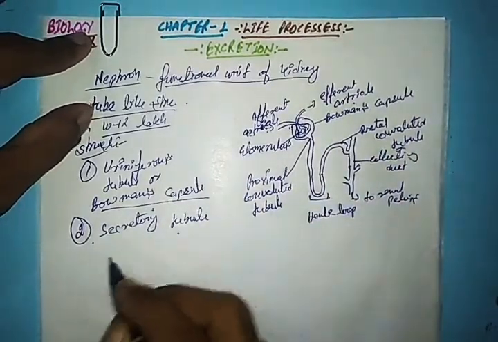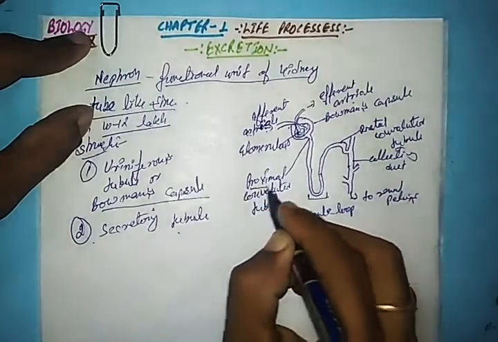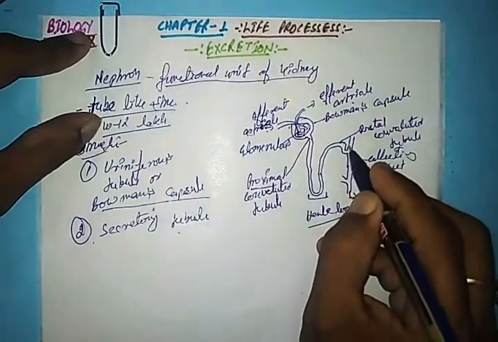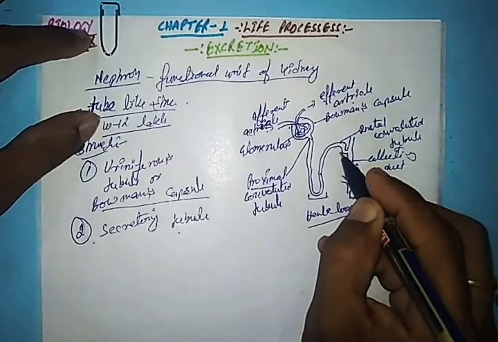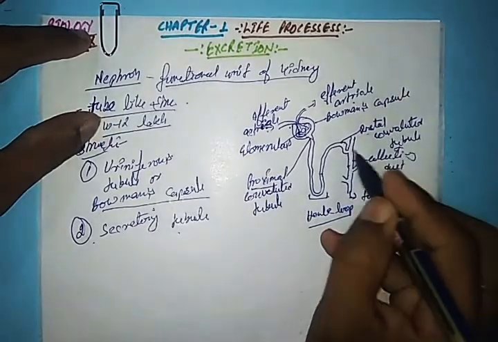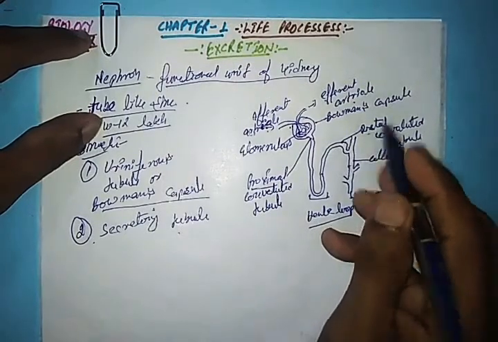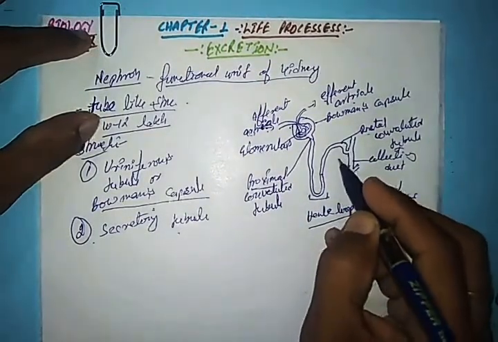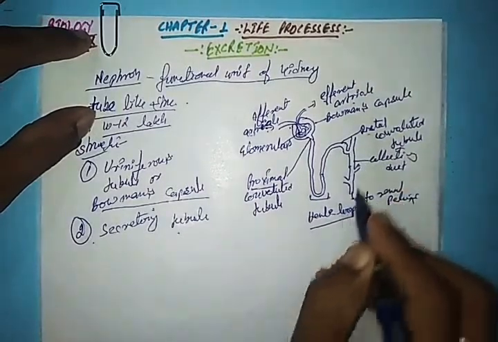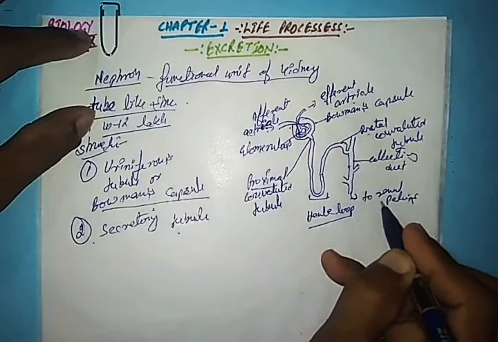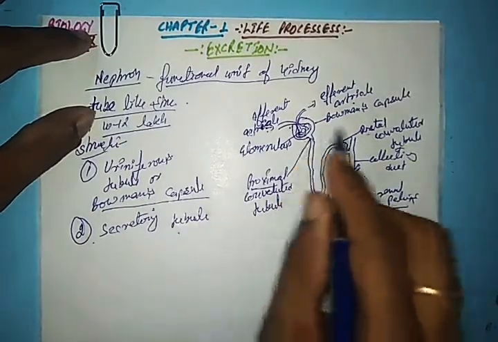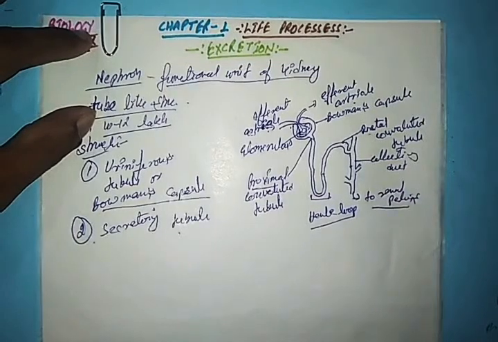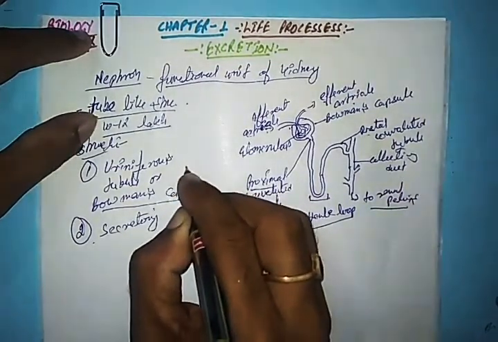The secretory tubule initial part is called proximal convoluted tubule. Then further its U-shaped structure is called Henle loop, and the distal end of this secretory tubule is called distal convoluted tubule. Distal convoluted tubule connects with the collecting duct and releases the excretory product into the collecting duct. The collecting duct opens into a renal pelvis, where the waste product is removed by the renal pelvis.